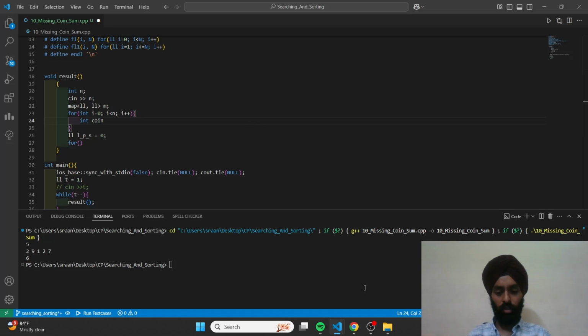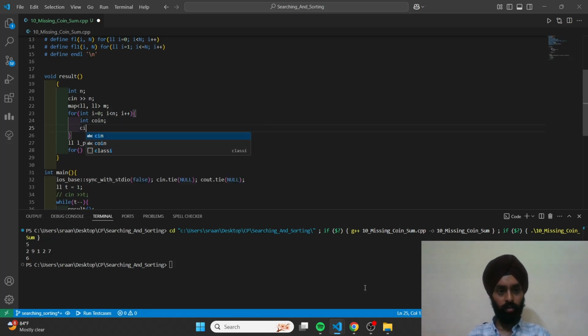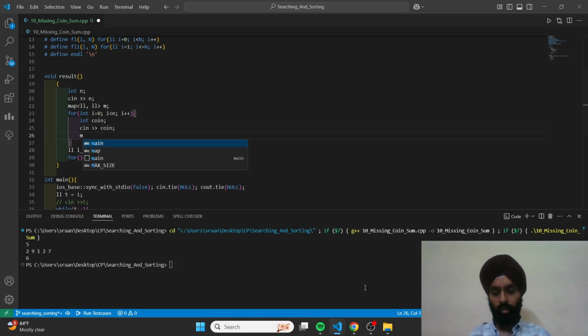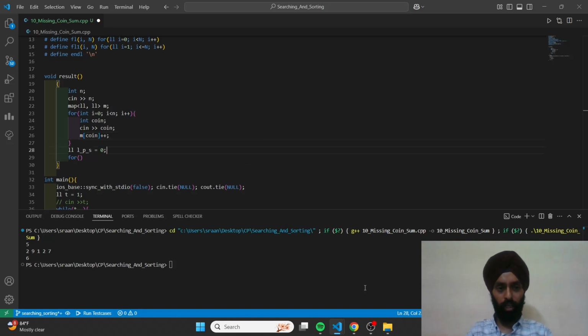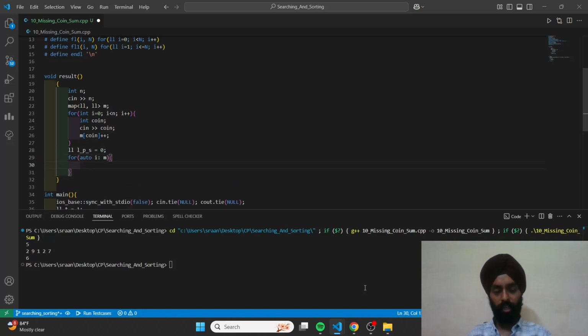Let's take a variable coin. Let's take the value of coin. Then increment one occurrence of this coin, as we received a new occurrence of this coin. So we will increase the number of occurrences for this coin. Now let's run the loop. Basically, we will iterate over every key in our map.